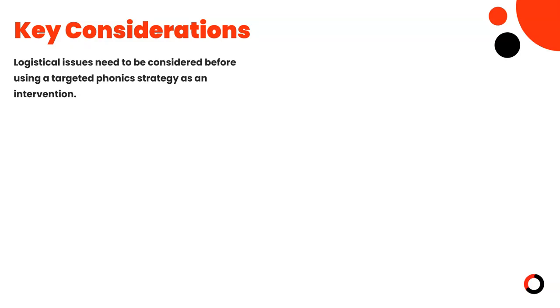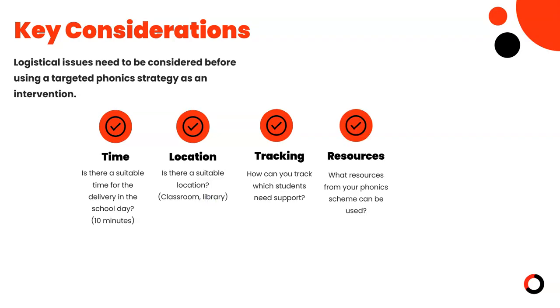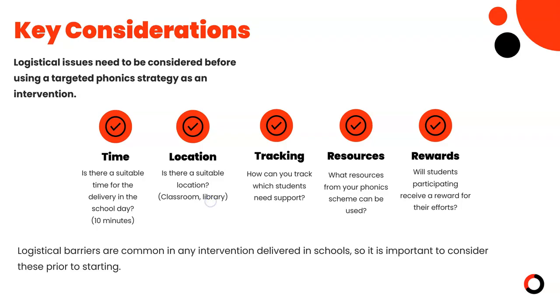And then moving on to key considerations, logistical issues need to be considered before using a targeted phonics strategy as an intervention. So is there a suitable time in the day for the targeted approach? Is there a suitable location? How will you track which students need support? What resources from your phonics scheme can be used? And then will you link this to potentially any rewards? Logistical barriers are common in any intervention delivered in schools, so it's just important to consider these prior to starting.